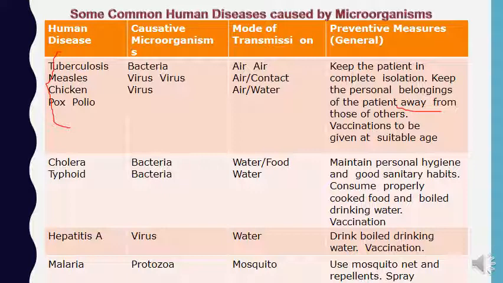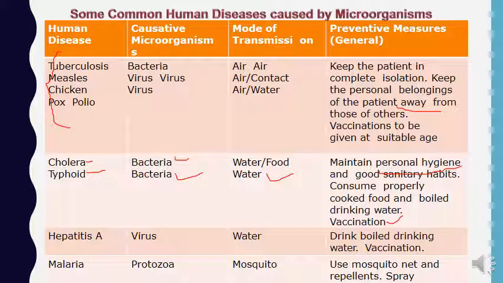So TB, measles, chickenpox, polio, these are caused by various viruses and bacteria. Now talking about some diseases which are caused by bacteria, cholera and typhoid are the two diseases caused by bacteria. What is the mode of transmission? Well, they spread through water as well as food. So what preventive measures should we take? Well, it's very basic and primitive, which we should be following anyway. Maintain personal hygiene and good sanitary habits, consume properly cooked food and boiled drinking water, and also vaccination is available.